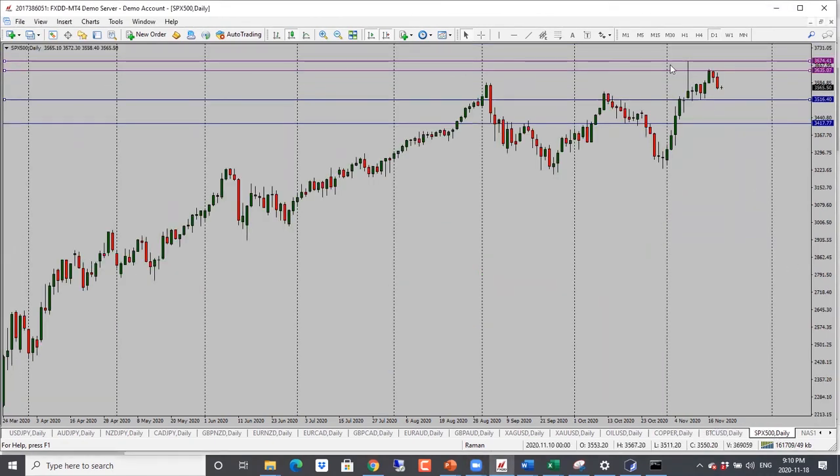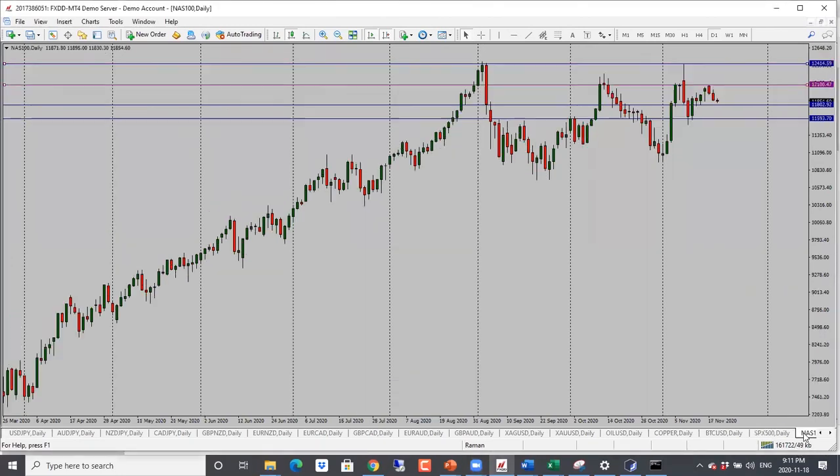S&P 500, we were looking for a drop yesterday. We got that, and now it is looking bearish still. So I'm looking for a further drop here. 35.20 is the target. So S&P 500 is bearish.